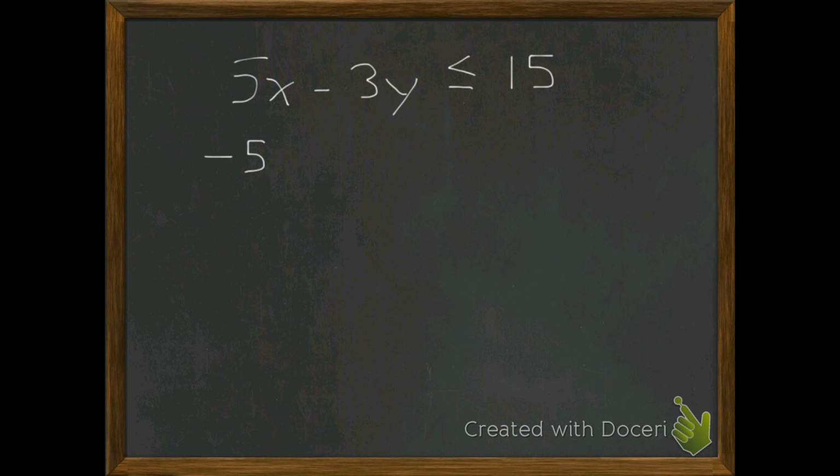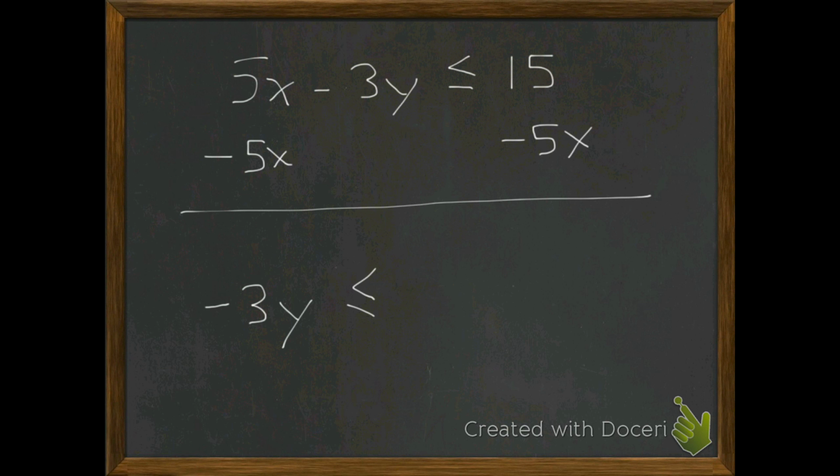Now I want to subtract 5x from both sides. On the left-hand side, I'm given negative 3y. Do I change the sign? Have I multiplied or divided by a negative? Nope. And on the right-hand side, I have negative 5x plus 15.